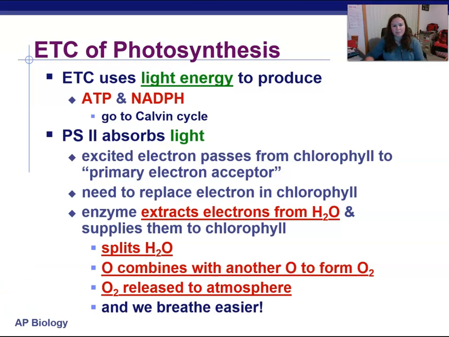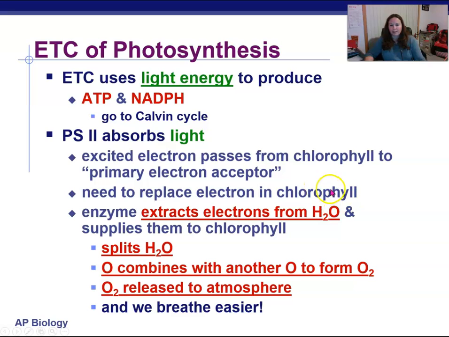So here's a little summary of some interesting things here to sum it all up. The electron transport chain uses light energy to produce ATP and NADPH, which got that H with its electrons on the end there. Go to the Calvin cycle. Photosystem 2, it happens first, absorbs the light. The excited electron jumps up and passes from the chlorophyll to an acceptor. Grab onto it. Imagine throwing up a ball, and instead of letting it come back down and hit you in the face, somebody's up there and grabs it.